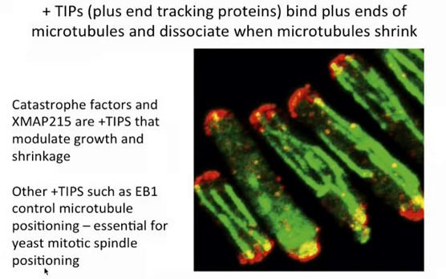So catastrophe factors and XMAP215 are plus tips that modulate growth and shrinkage. So this is where things can get confusing also. They're all MAPs, and then they're also plus tips because they bind to the ends, right? Plus end tracking proteins bind to the ends, and they modulate growth and shrinkage. And then there are other plus tips such as EB1, which control microtubule positioning. I don't know if we're going to go much into that. They're essential for mitotic spindle positioning in yeast.